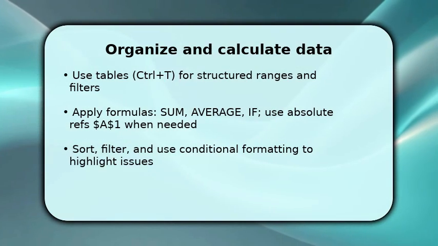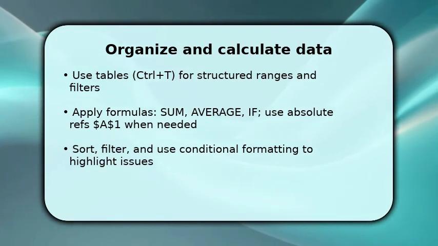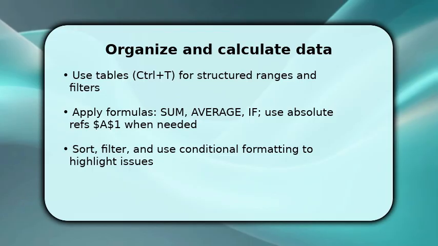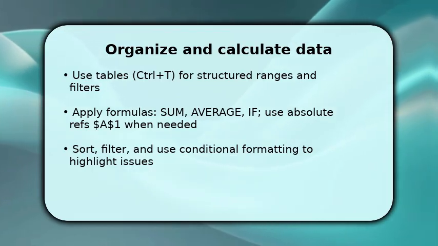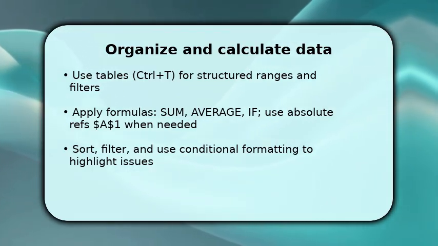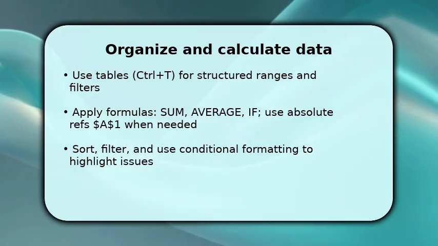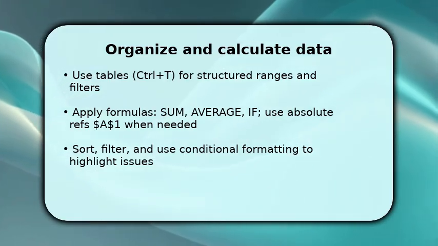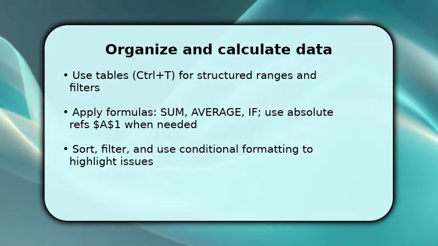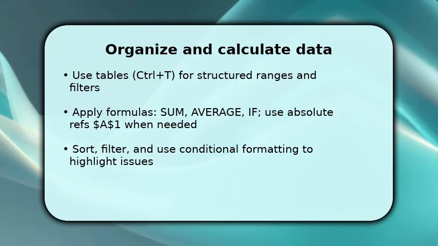You now convert your range to a table with Ctrl+T to gain structured references and built-in filters. Once the table exists, add calculated columns using SUM, average, and if. Use absolute references like $1 when copying formulas that must point to a fixed cell.